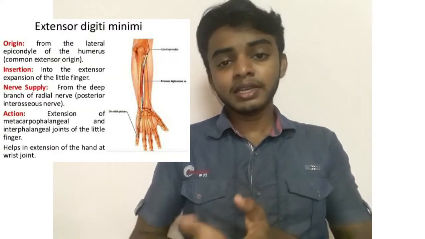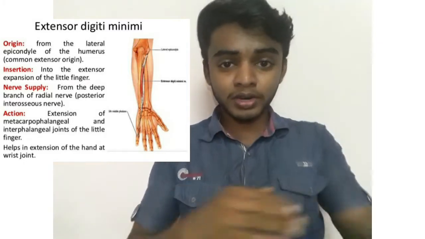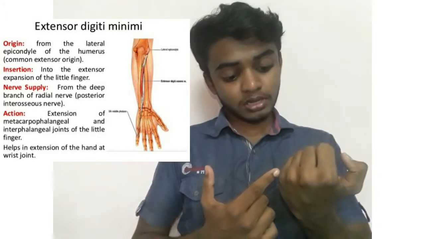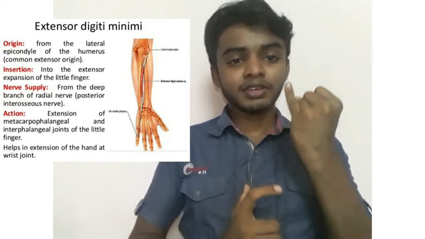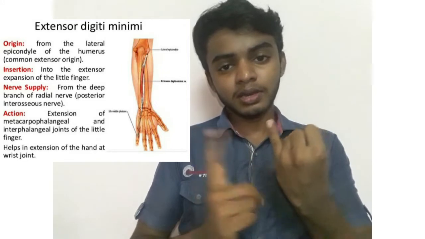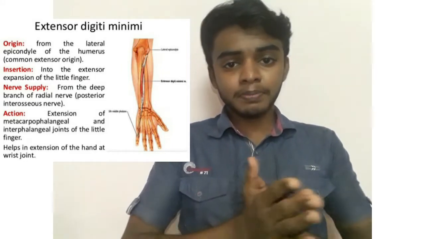Then the next muscle will be the extensor digiti minimi. Extensor digiti minimi also takes its origin from the lateral epicondyle of the humerus, and it is inserted into the extensor expansion of the pinky finger. Okay, pinky or the little finger. It is inserted into the extensor expansion of the pinky finger, and it is also supplied by the deep branch of the radial nerve.